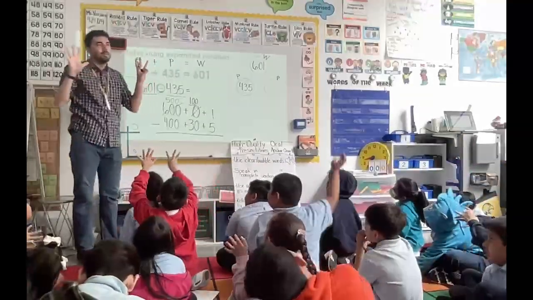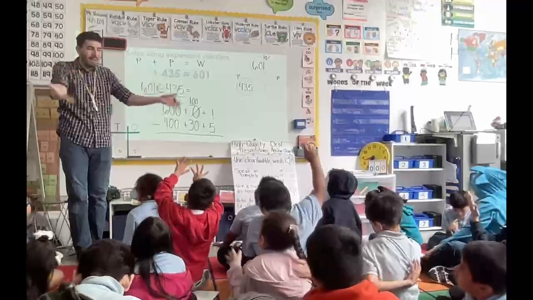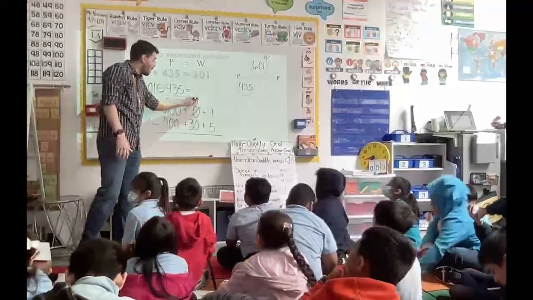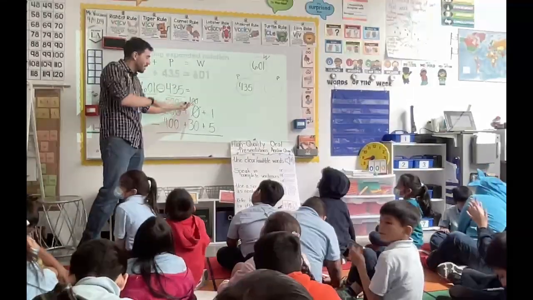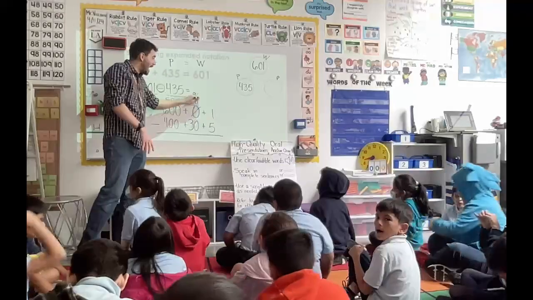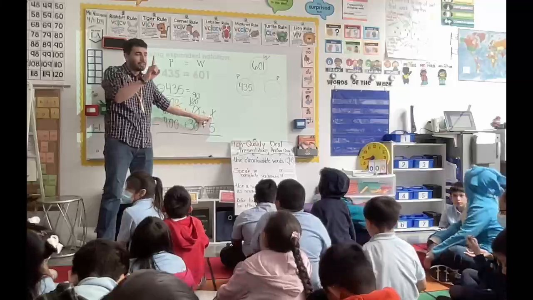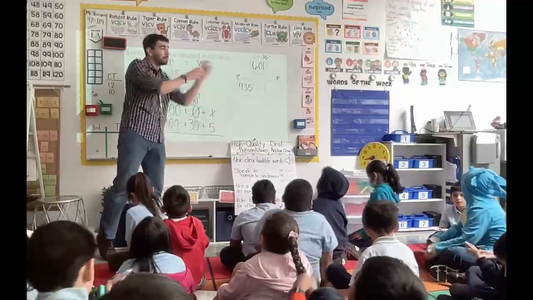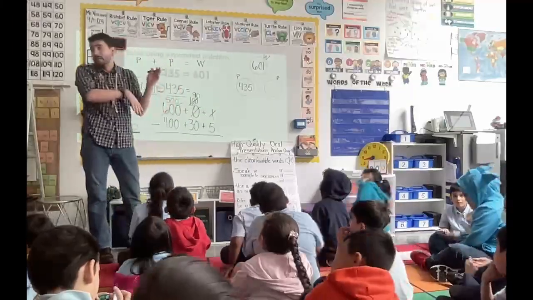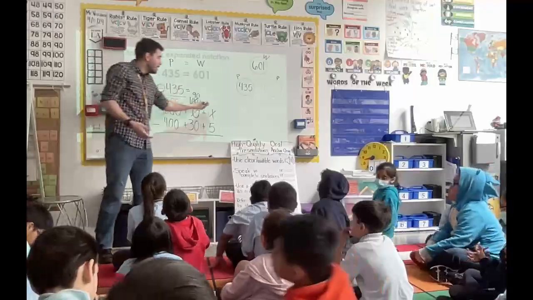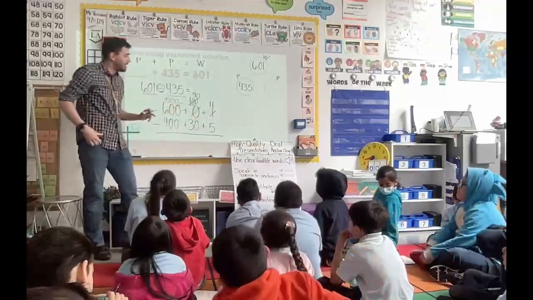How many 10s are left? 9. What's the value of 9 10s? 90. So cross out 100 because that's no longer there. Now we have 90. And now I no longer have just 1. I have 10 more because we regrouped it. What's 10 plus 1? 11. Now I have 11 minus 5.